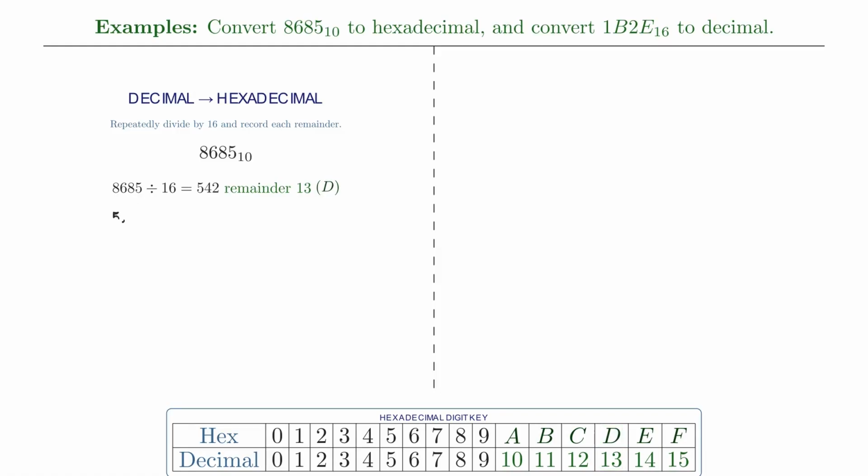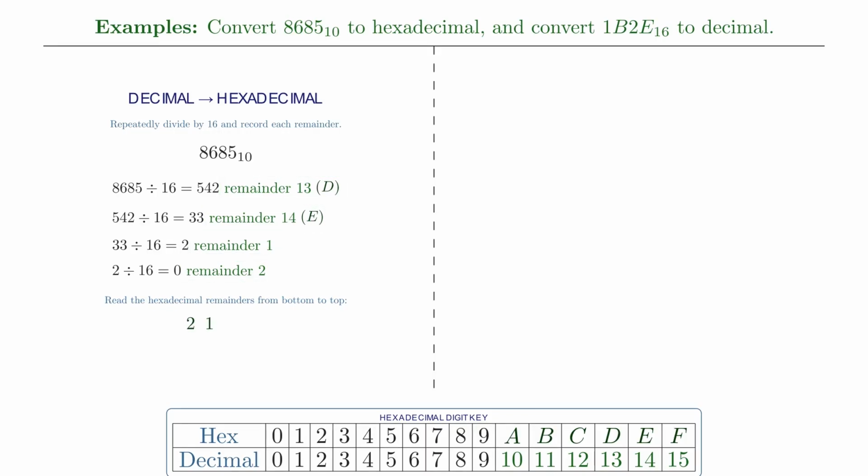Next, 542 divided by 16 is 33, with a remainder of 14, which corresponds to hex digit E. Then 33 divided by 16 is 2, with a remainder of 1. And finally, 2 divided by 16 is 0, with a remainder of 2. Now read the hexadecimal remainders from bottom to top: 2, 1, E, D. So 8685 base 10 equals 21ED base 16.